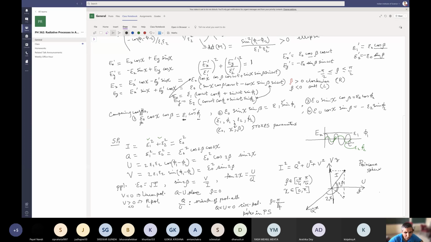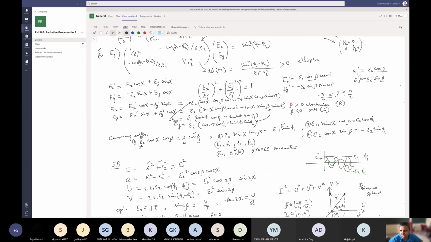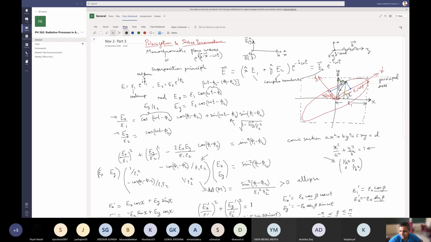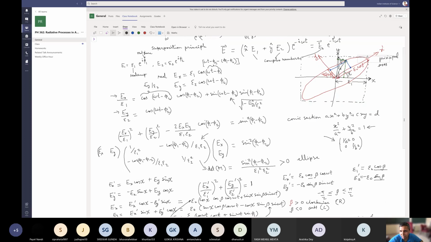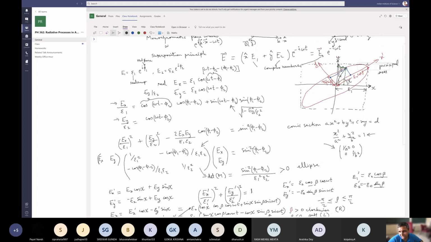Epsilon naught is the overall amplitude of the electromagnetic waves. Beta defines this ratio: this is epsilon naught cos beta, and this is epsilon naught absolute value of sin beta. So this beta parameter determines the eccentricity of this ellipse, or the ratio of the semi-major and the semi-minor axes. And chi is just the orientation relative to the x-axis of this principal axis.